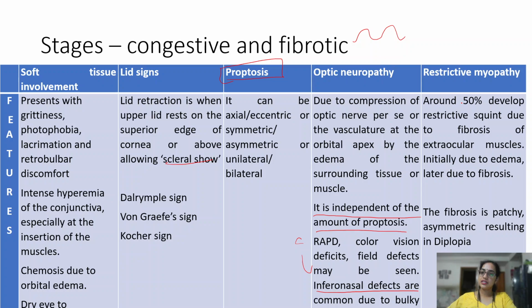Okay. Then there is restrictive myopathy due to fibrosis of the extraocular muscles. So the fibrosis is usually patchy and asymmetric, and thus it causes diplopia, and you may not find a proper pattern of restricted ocular motility.